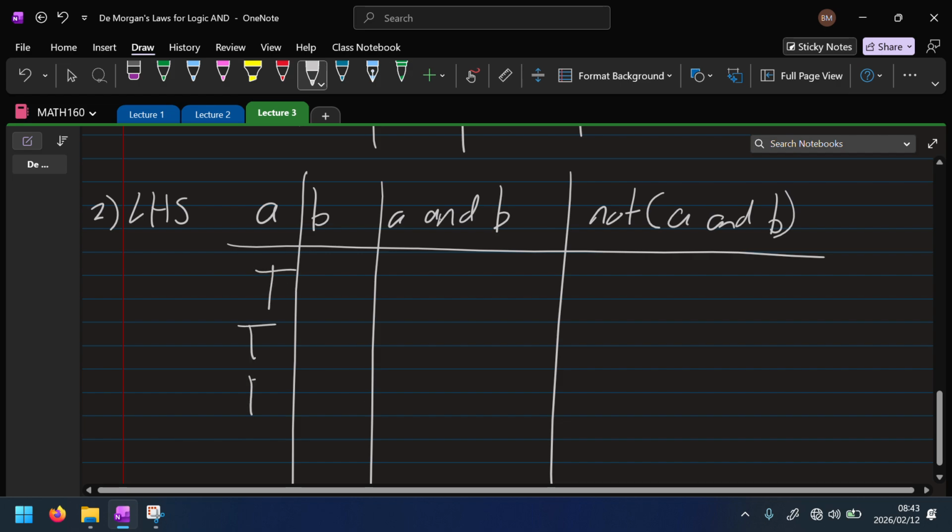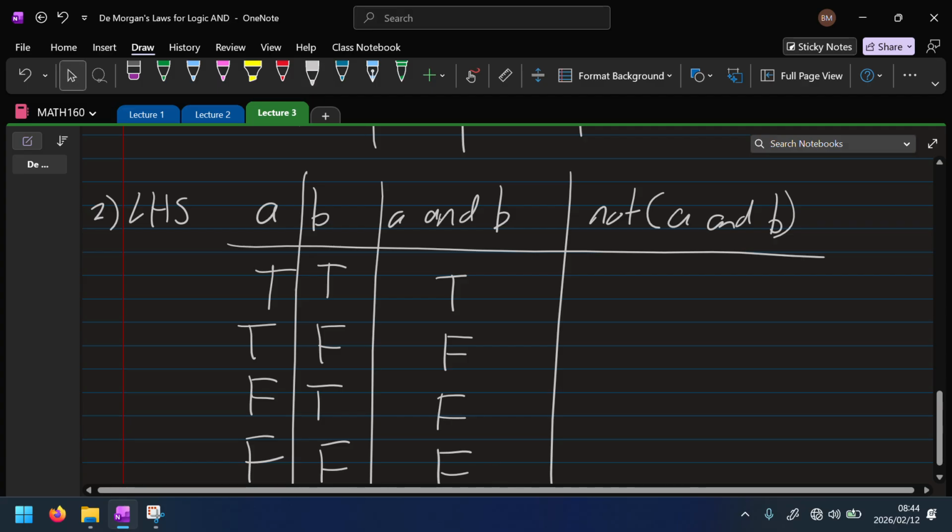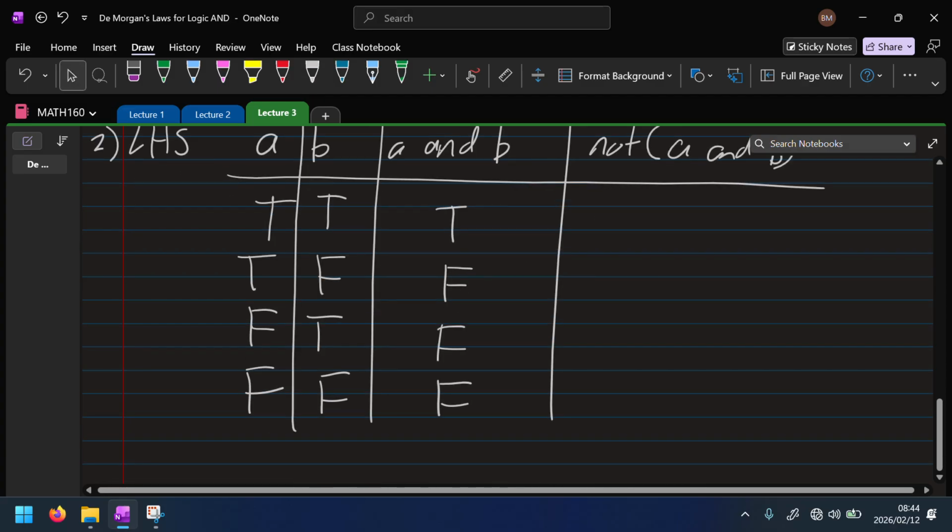So true, true, false, false, true, false, true, false. Okay, A and B, let's quickly go through that. First one, next, next, next. Yeah, sounds like everyone knows what to do.